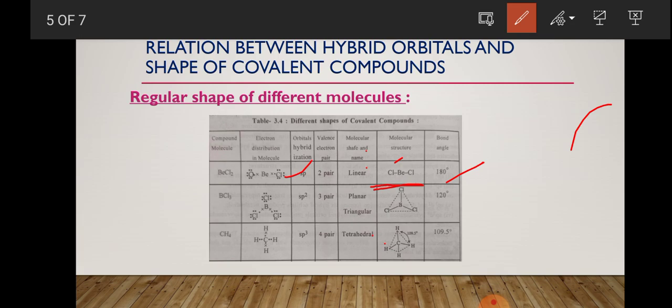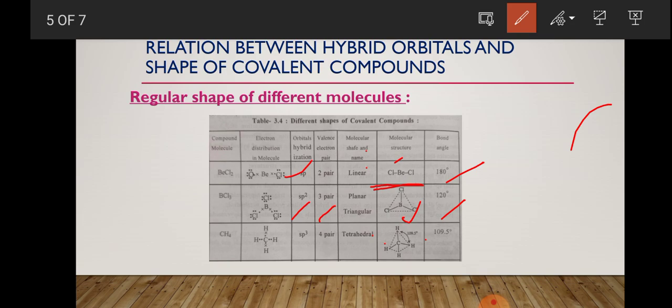And next, boron trichloride, here sp2 hybridization forming three hybrid orbitals, and produces trigonal planar structure. This structure is trigonal planar structure, and their bond angle becomes 120.